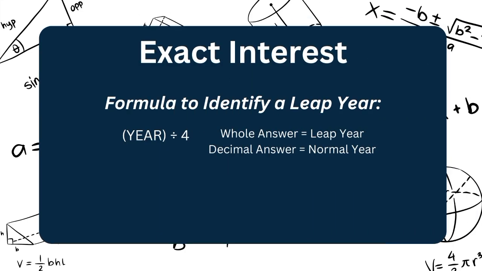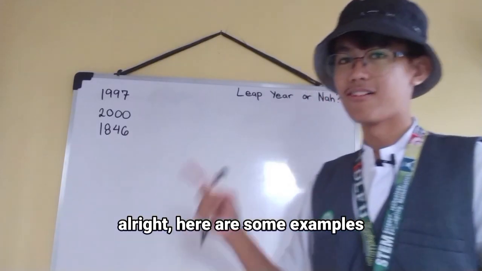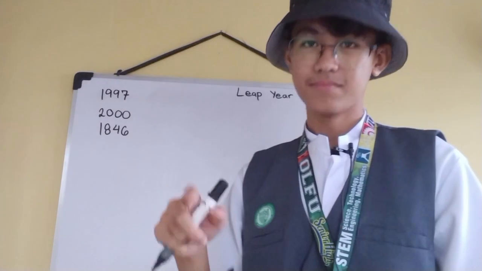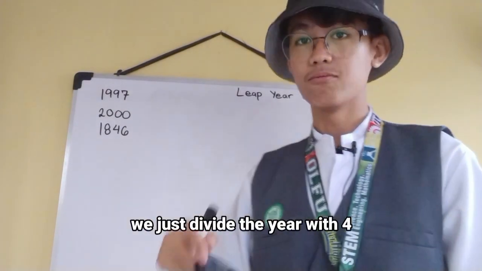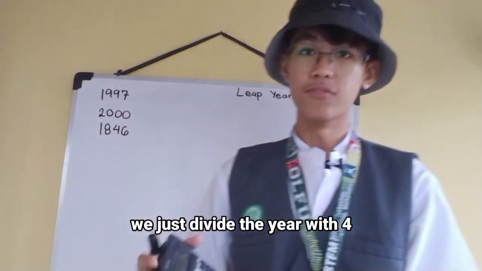So this is the formula for identifying a leap year. You just take the year and divide it by 4. If you get an answer that is a whole number, it's a leap year. And if you get an answer with a decimal, then it's a normal year. Alright, here are some examples. Like I've said before, we just divide the year by 4.